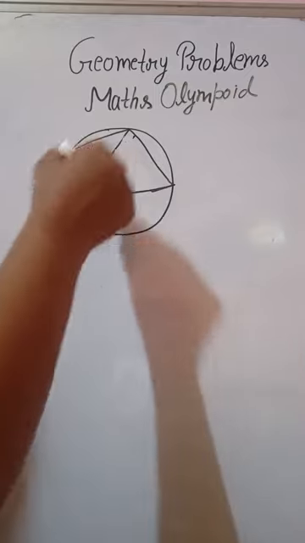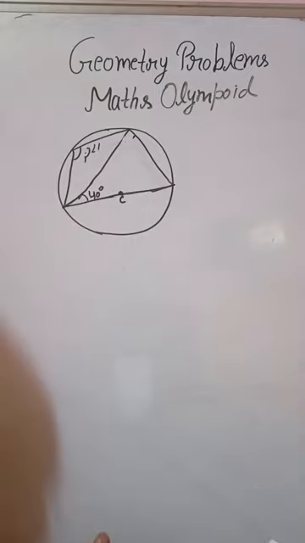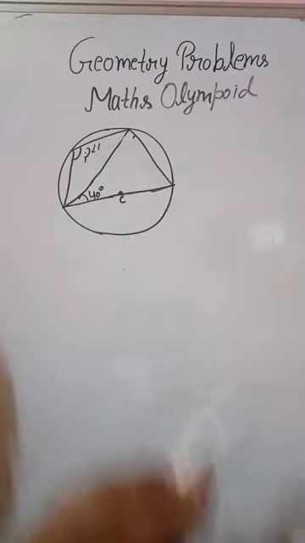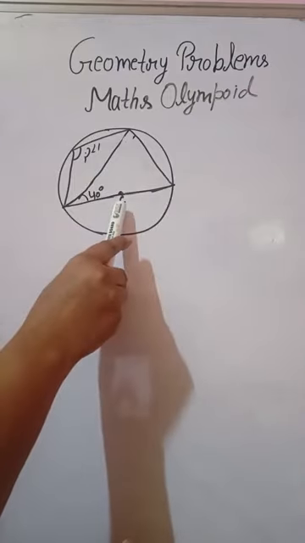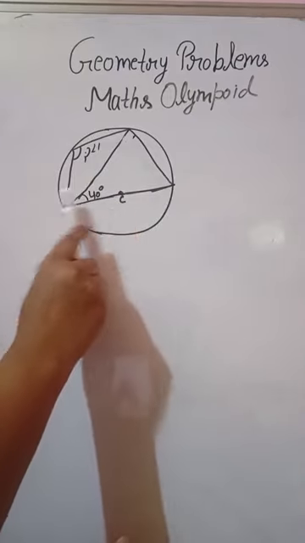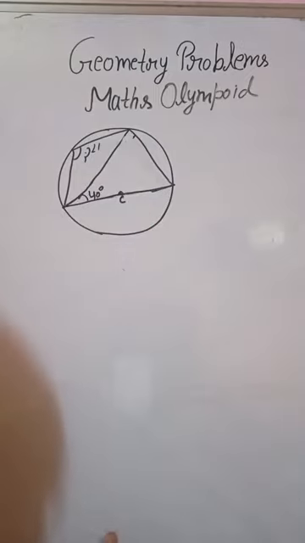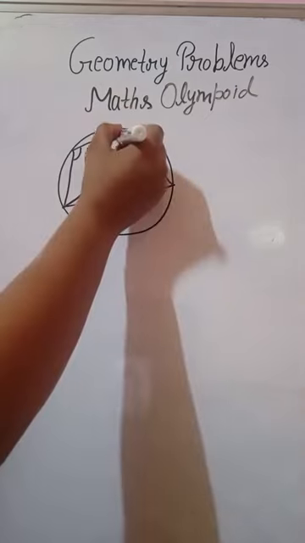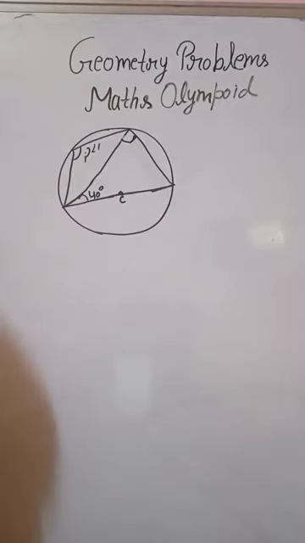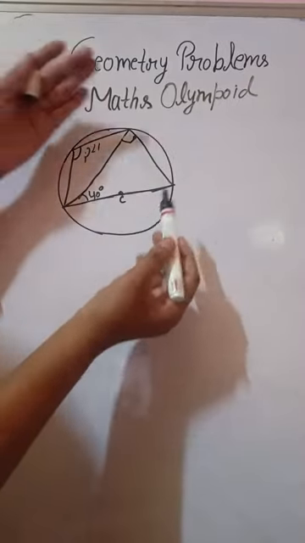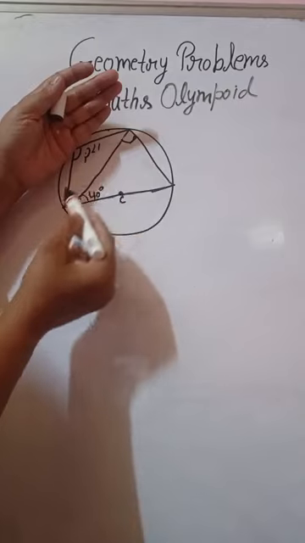In this figure, this is a circle, and inside the circle we are given a quadrilateral, and this is the center of the circle. If this is the center of the circle, then this line segment will be the diameter of the circle, and we know that the angle subtended by a diameter will be a right angle, that is 90 degrees. So this angle is 90 degrees. So in this question, let us take a look at this figure.